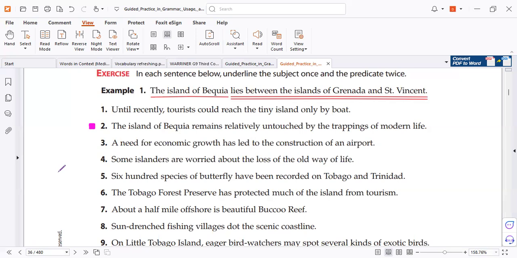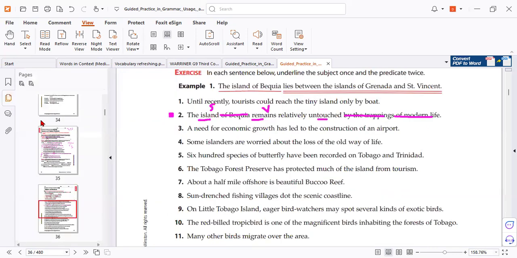The island of Bekia is the subject. We delete the island; only the subject remains. Remains the verb and verb complements, an adjective. Full stop. Okay. That's what I'm telling you about today.